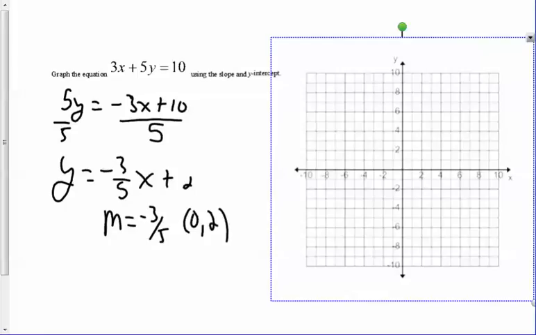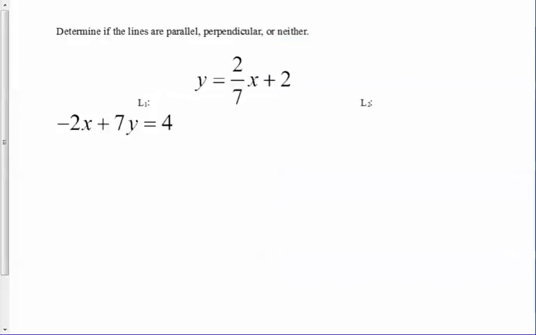So I'm going to go to 0 comma 2, put a dot. And then I'm going to go down 3, 1, 2, 3, to the right 5, 1, 2, 3, 4, 5. I could also go up 3, 1, 2, 3, left 5, 1, 2, 3, 4, 5. It doesn't matter. Still will get the same line. Right? That was easy enough.